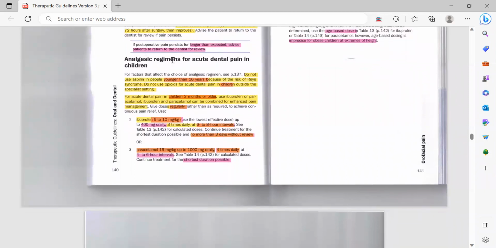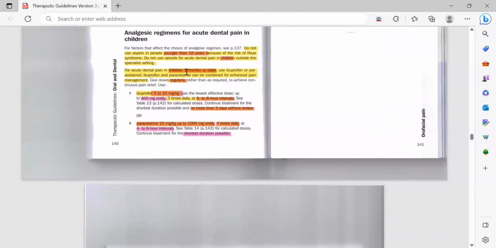Then, analgesic regime for acute dental pain in children. For children, do not use aspirin in people younger than 16 years because of the risk of Reye's syndrome, and do not use opiates for acute dental pain in children outside the specialist setting. So you are not prescribing any aspirin to the kid, nor do you need to prescribe any opiates. So these two drugs are just crossed.